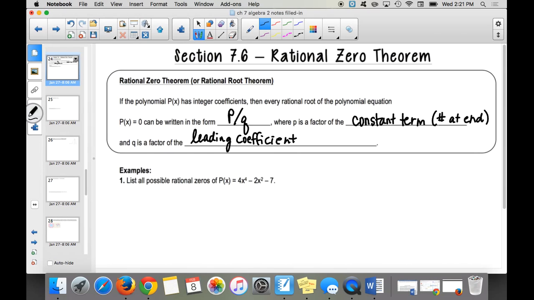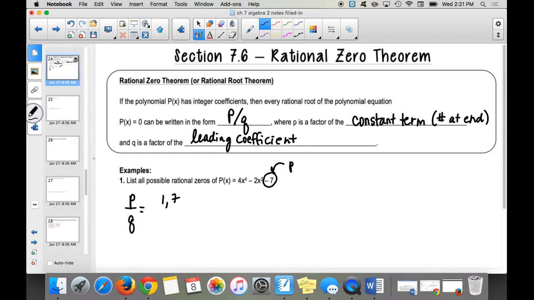Okay, so I'm going to do a couple examples so you guys can see what this is. It's a little weird. It says list all possible rational zeros of p of x equals 4x to the fourth minus 2x squared minus 7. So our possible rational zeros are in the form p over q, and p is going to be the factors of negative 7, the number on the end. We don't really worry about the sign, just 7. So factors of 7, things that go into 7, 1 and 7, right?